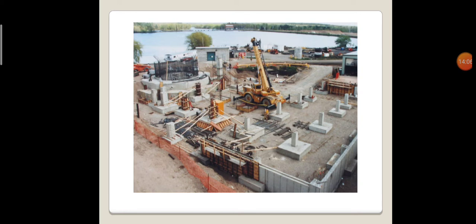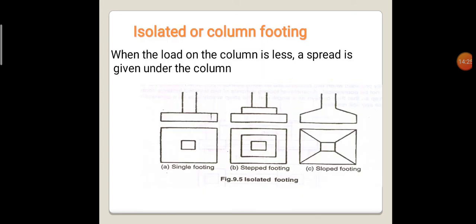So here this is the example for single footing. Here we are placing the column in a particular separate footing, for giving more strength to the building. This is the single footing. If it is a stepped footing, from figure 2 it clearly shows we need to maintain one more step for giving the support to the same column. Likewise, from figure 3, that is a sloped footing.